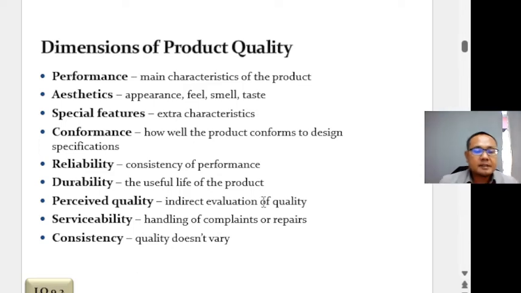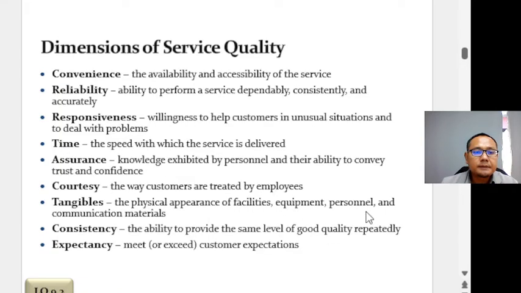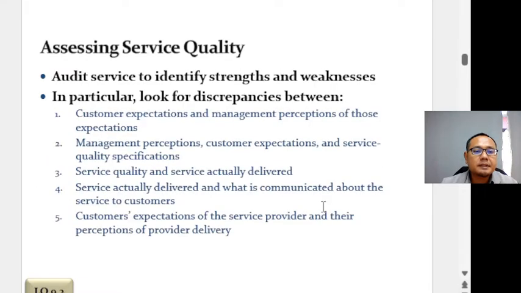Okay, there are some dimensions you can see from here. Dimensions of product quality: performance, aesthetics, special features, conformance, reliability, durability, perceived quality, serviceability, consistency. All of this you can relate to the contributors of quality before this. And then convenience, reliability, responsiveness, time, assurance, courtesy, tangibles, consistency, and expectancy, meaning to meet the customer's expectation.